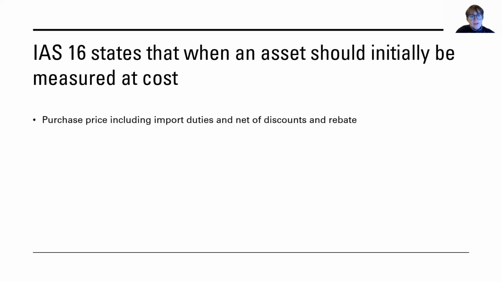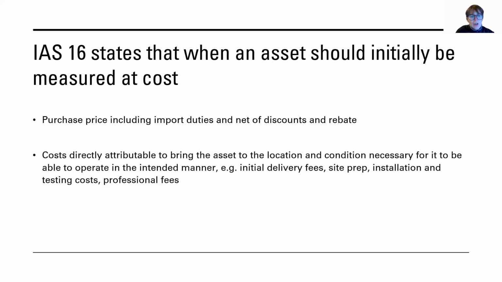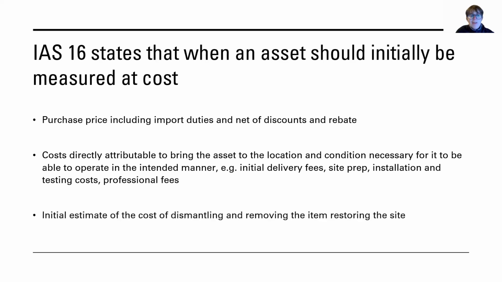So purchase price, including import duties and net of discounts and rebates, and any costs that are directly attributable to bringing the asset to the present location and condition necessary for it to be able to operate in the intended manner. So that's things such as delivery fees, setup fees, installation fees, any costs to actually test the asset, and professional fees. It would also take into account the initial estimate of the cost of dismantling and removing the item, restoring the site.